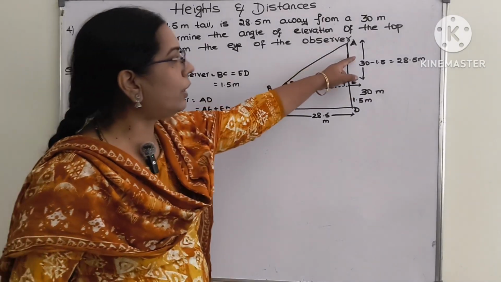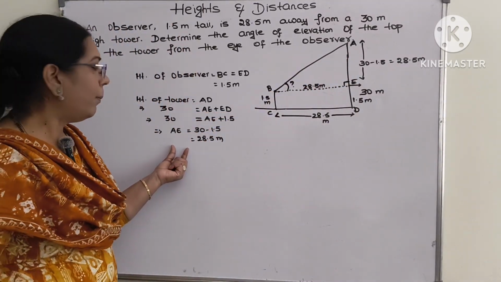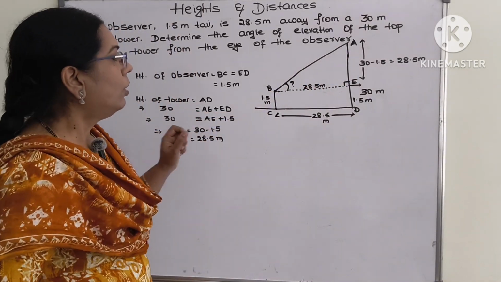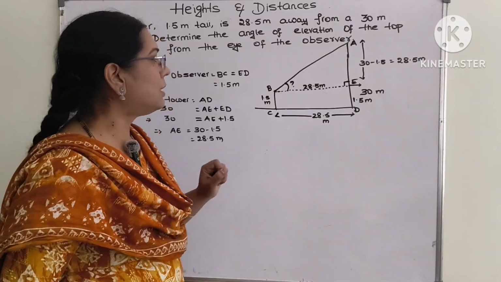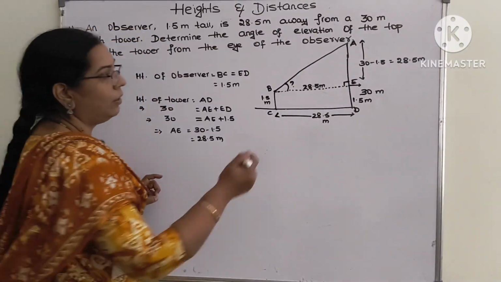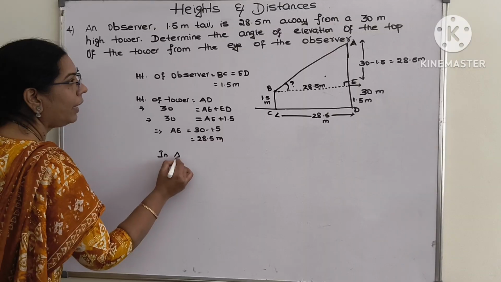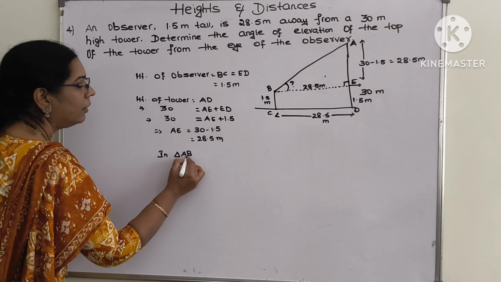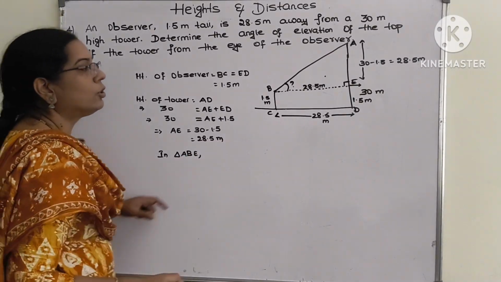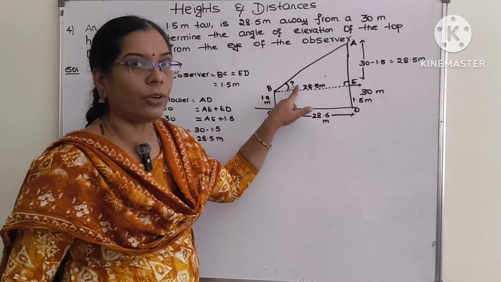So whatever I wrote here, I mentioned it in the main page also, children. No, we don't have to mention this. This is okay. Now which triangle? Only one triangle. So in triangle ABE, my angle B is the acute angle.